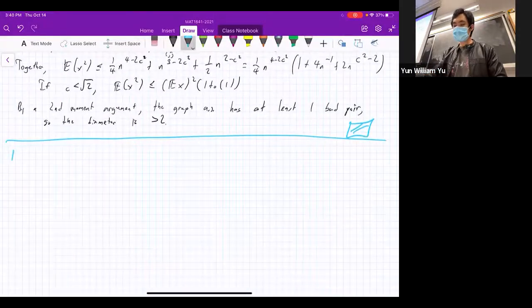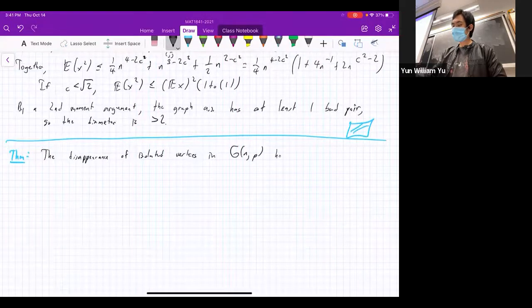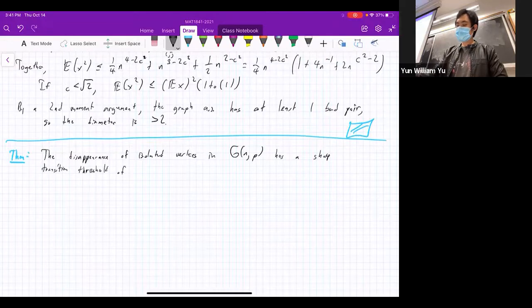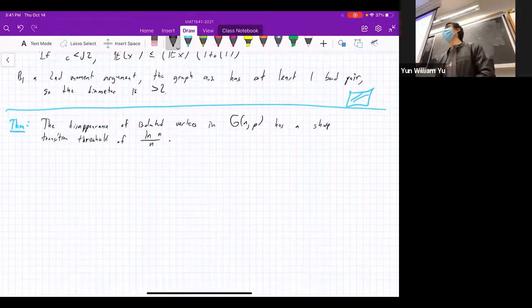Which brings us to our theorem, which is that the disappearance of isolated vertices in G(n,p), the Erdos-Renyi graph, also has a sharp transition threshold of ln n over n. So above this, you're unlikely to have any isolated vertices, and below this, you're very likely to have isolated vertices. And let's prove it.